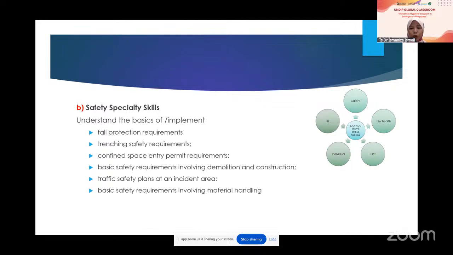Do you have all these skills? Now we have just gone through IH and safety. Can you tick a big box in those two? Not box, in this circle. Can you say that you have all these skills, IH and safety? If you do, that is good.